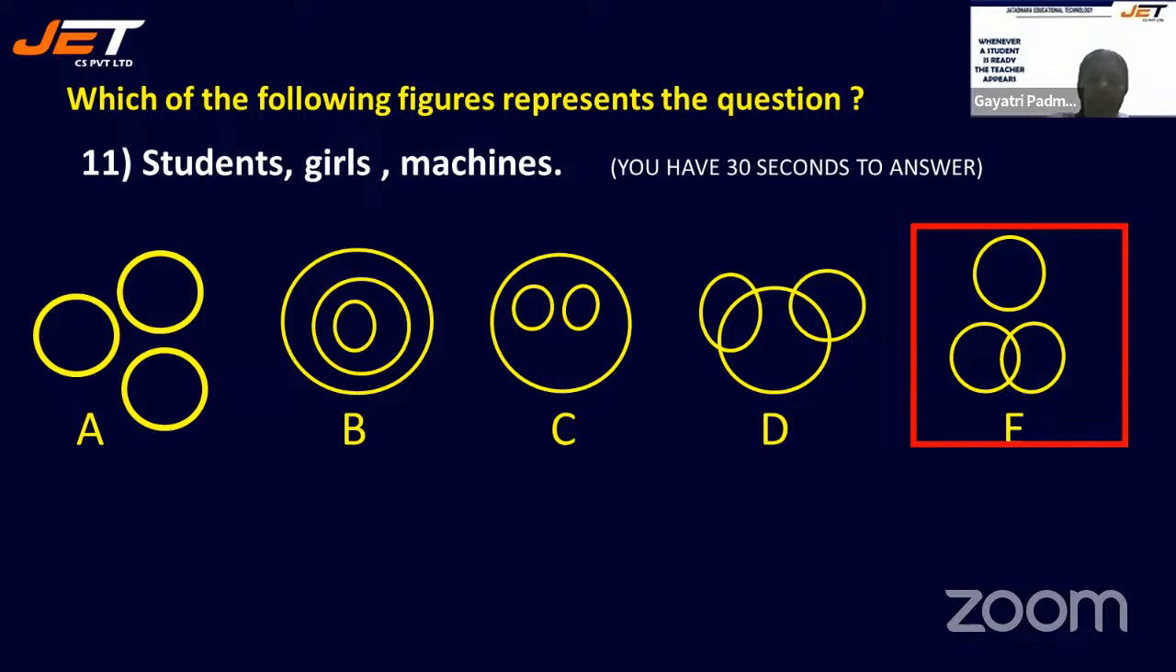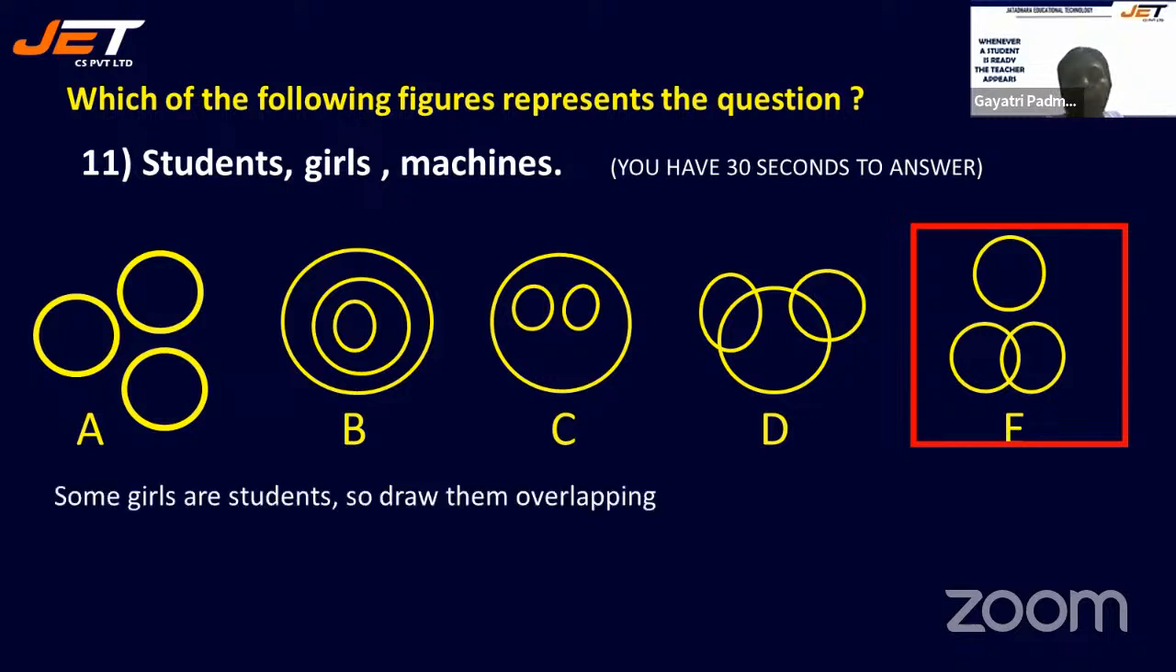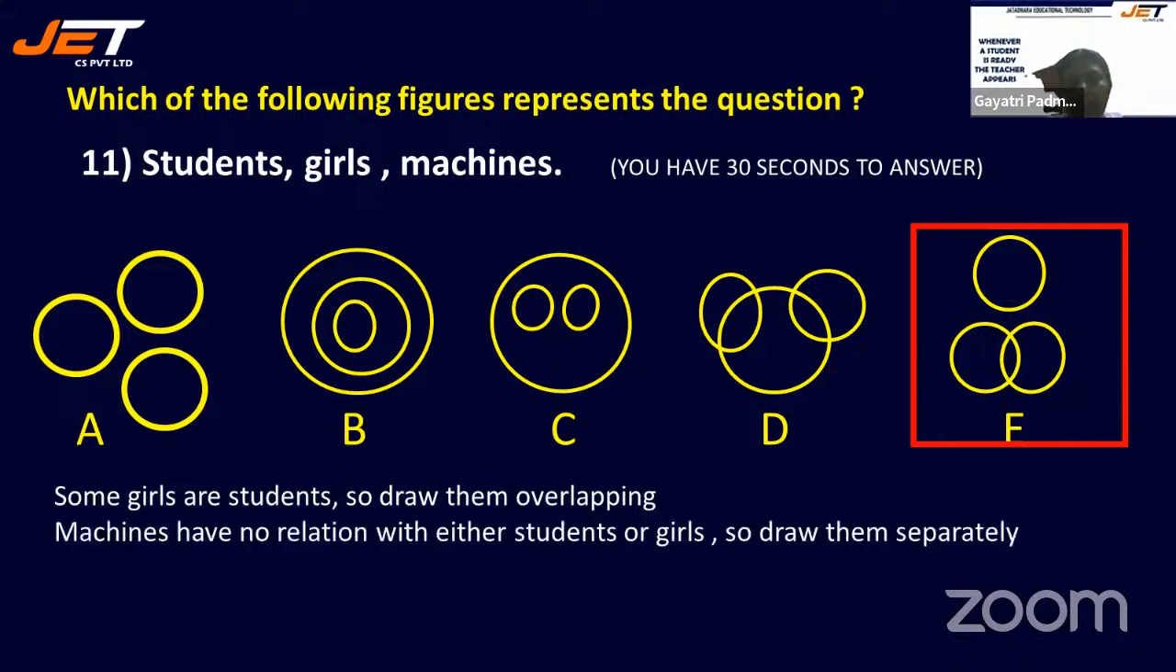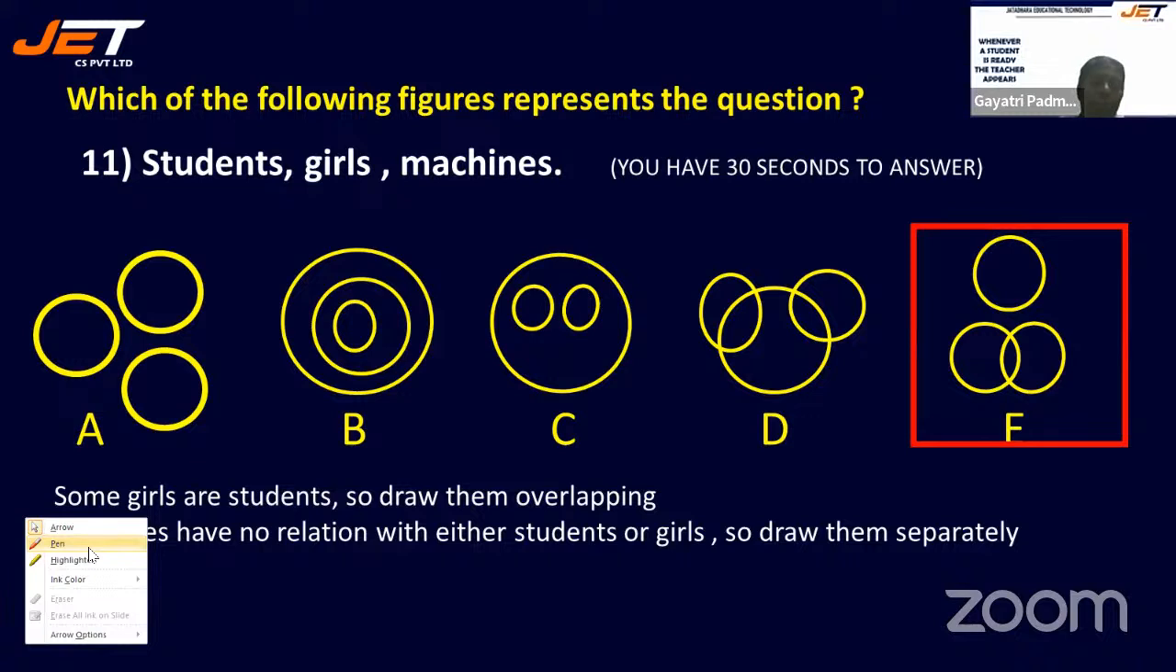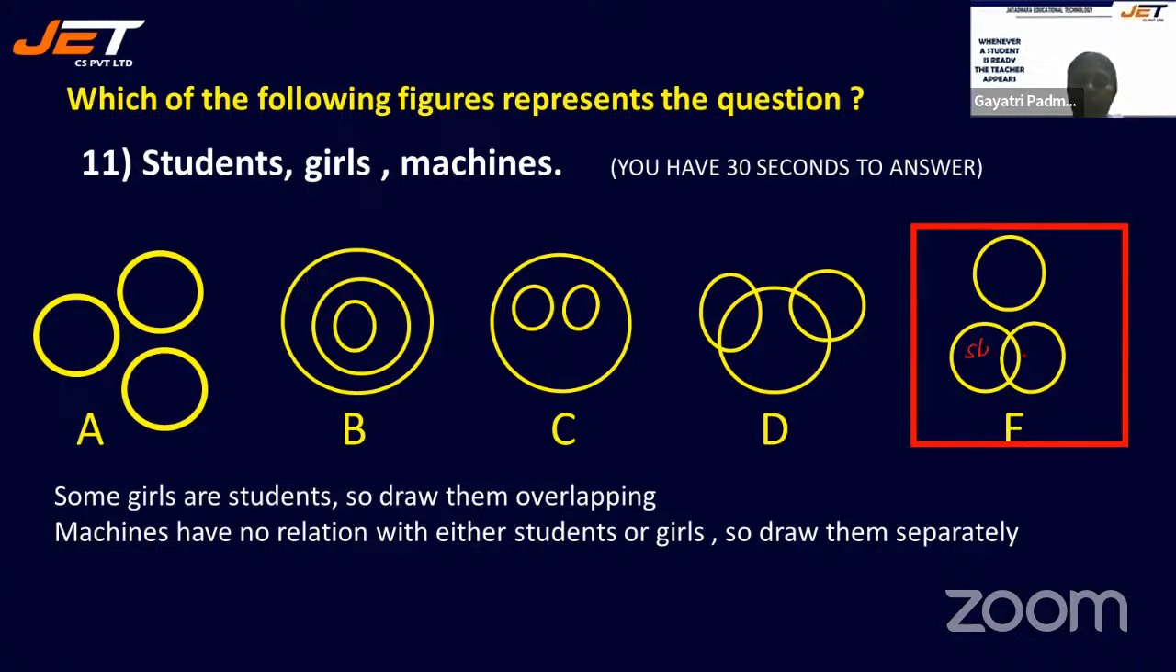All right, let's see the answer. It is option F. How? Some girls are students, so draw them overlapping. Right? So students, girls. Machines have no relation with either students or girls, so you're drawing them separately. Right? So let me explain it in this way. So some students are girls. So you can overlap because students can be girls. But this is machines. So machines has nothing to do with the girls or the students. So that you're drawing it separately. That is why your option F is the correct one.